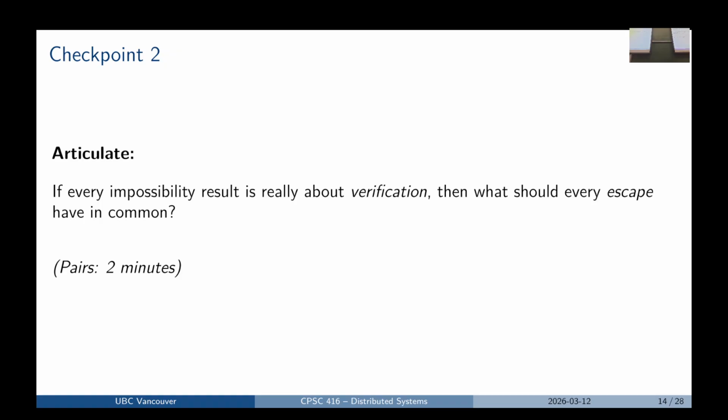All right, so if every impossibility result is really about verification, then what should every escape have in common?